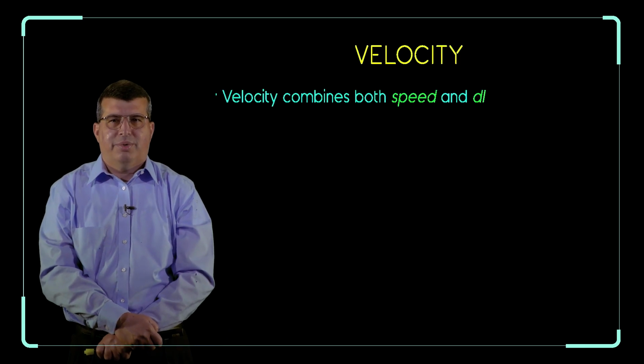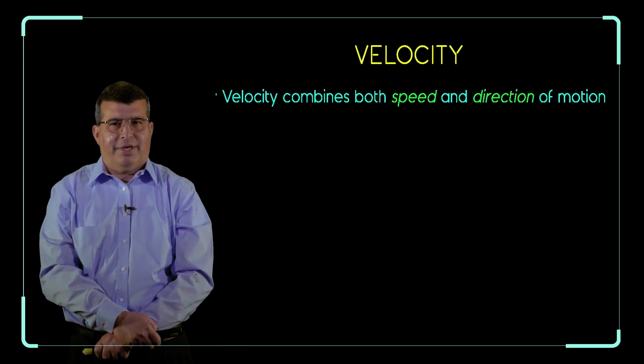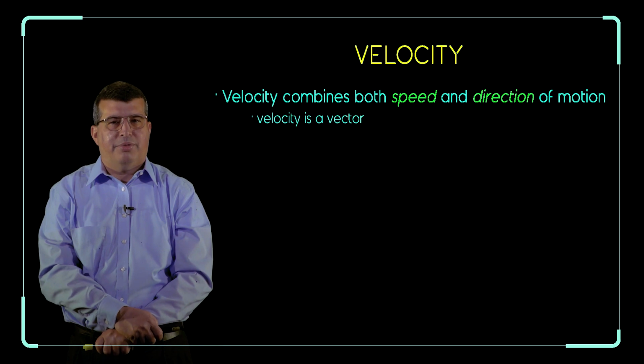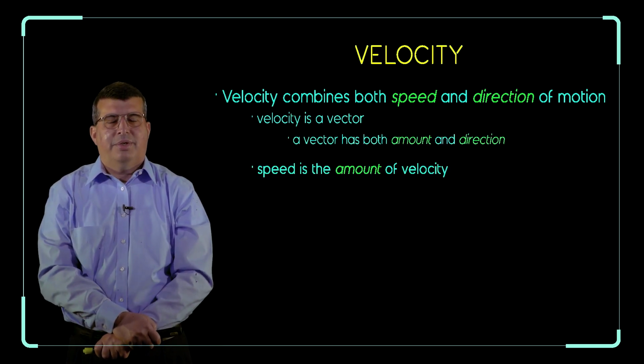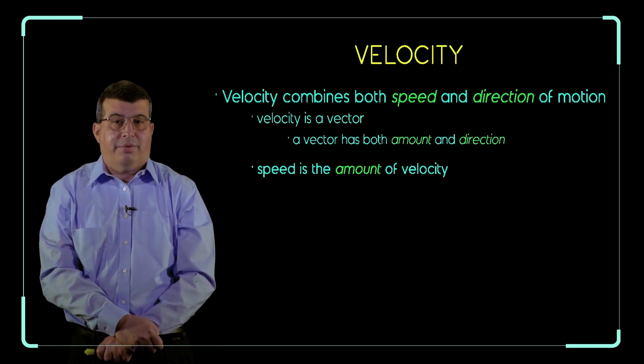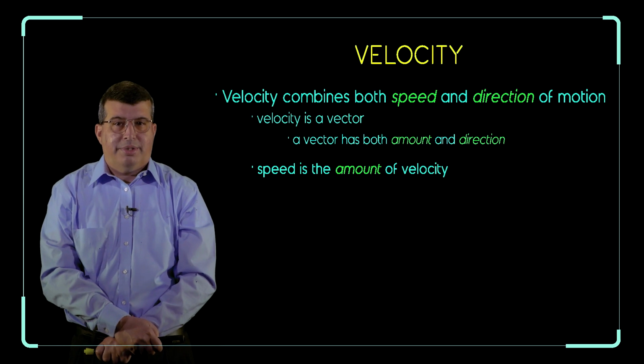What is velocity? Velocity combines both speed and direction of motion. So we would say that velocity is a vector. A vector is a quantity that has both an amount and a direction. Why do we have such a concept? Well, consider your car. Your speed would be, say, 60 miles an hour. That's what your speedometer reads.